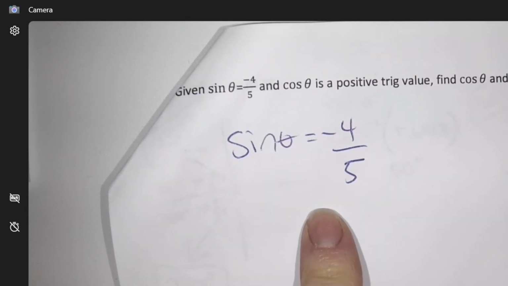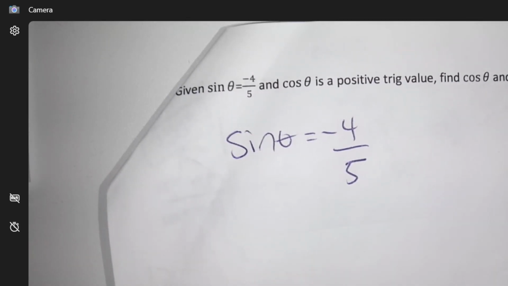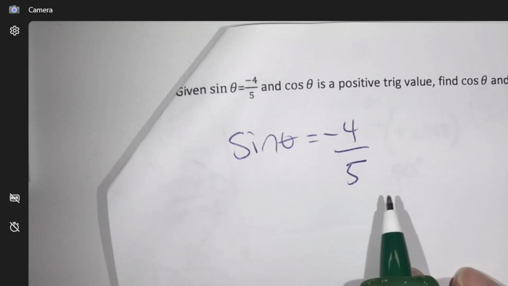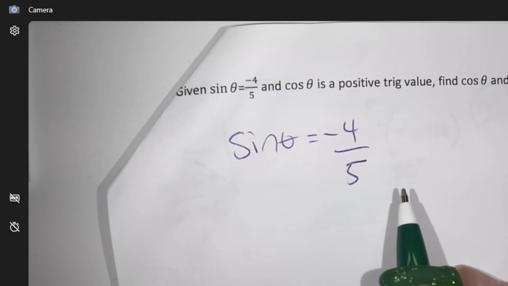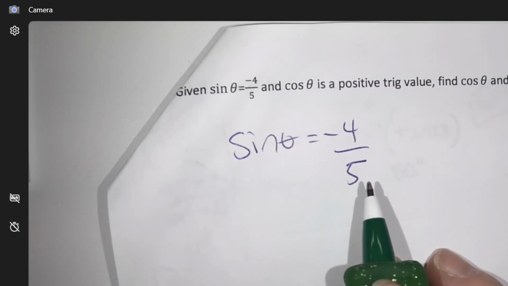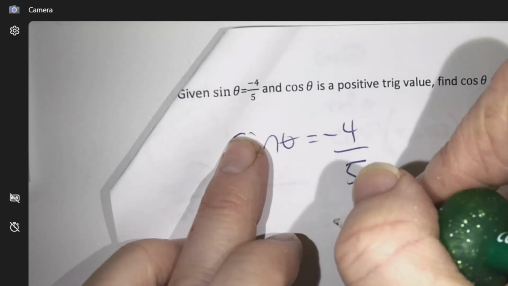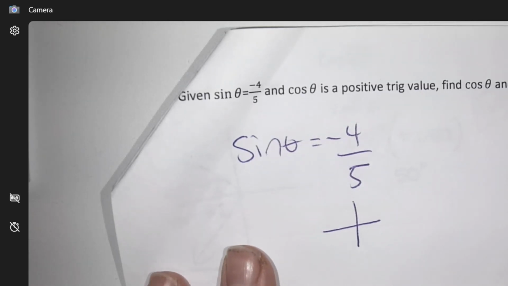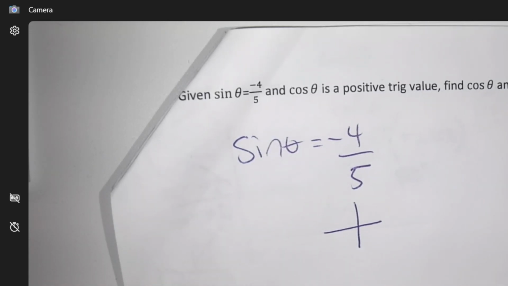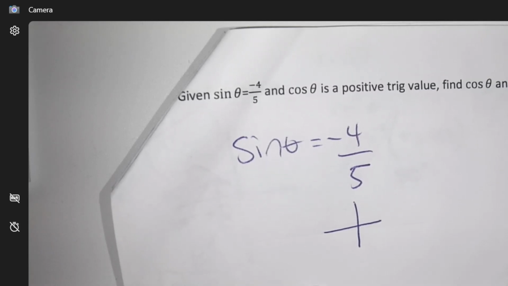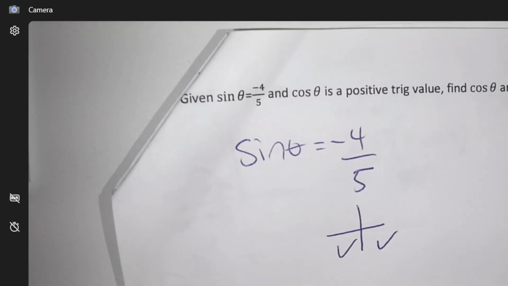Okay, a little bit trickier here. We were told the sine value. So this is the trig ratio for sine. According to ASTC, what are your options for sine being negative? You could be in 3 or 4, right?